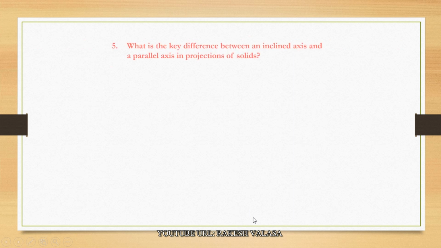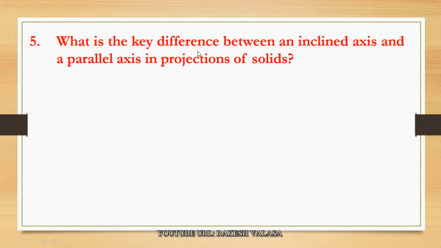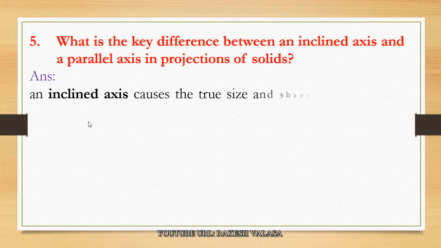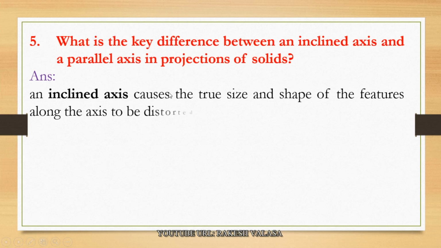Question number 5. What is the key difference between an inclined axis and a parallel axis in projections of solids? Let us see the answer. An inclined axis causes the true size and shape of the features along the axis to be distorted, and foreshortening occurs.